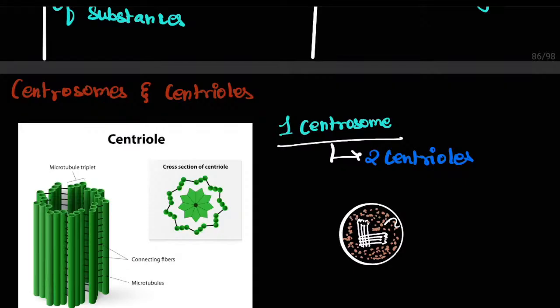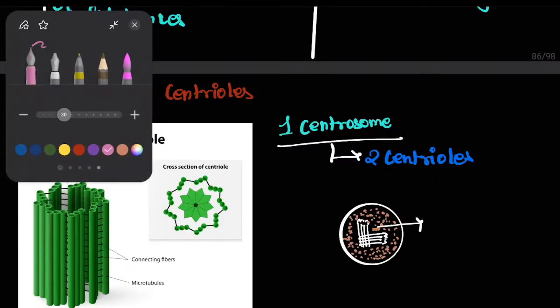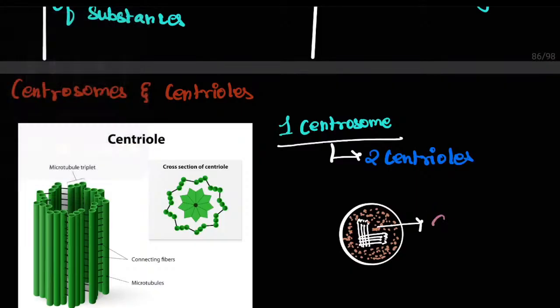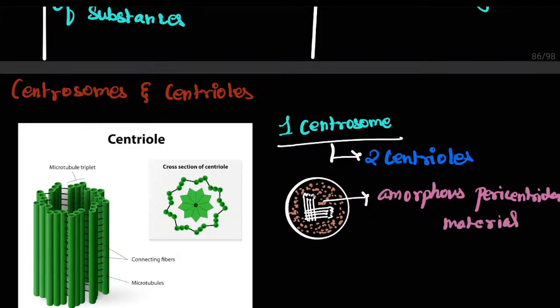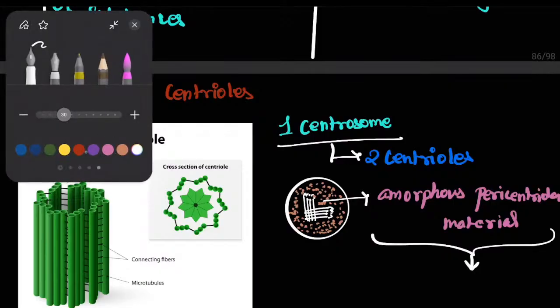So what are these? This is an amorphous pericentriolar material, which is commonly called centrosphere or kinoplasm.